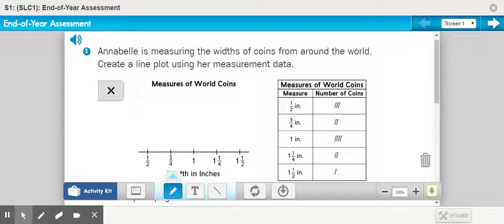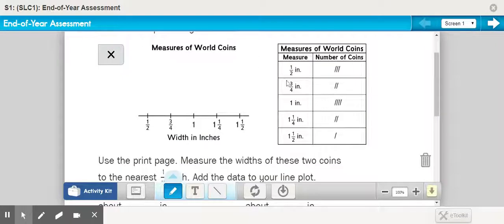I am not going to use this as an assessment, but just another resource for you to practice math. So today this reviews problem 1 from the end of year assessment on line plots. Annabelle is measuring the widths of coins from around the world. Create a line plot using her measurement data.